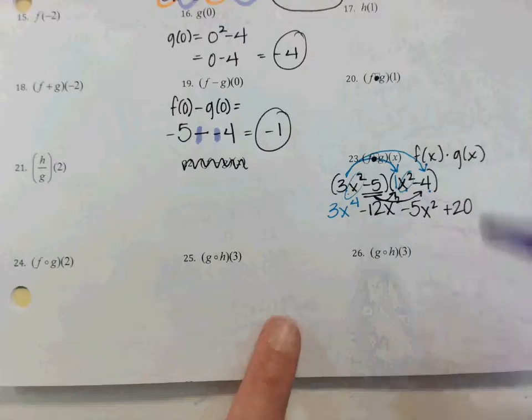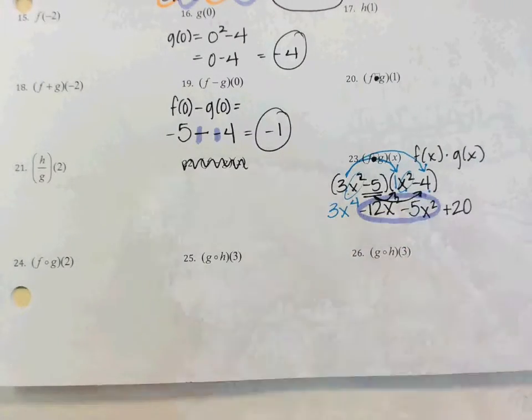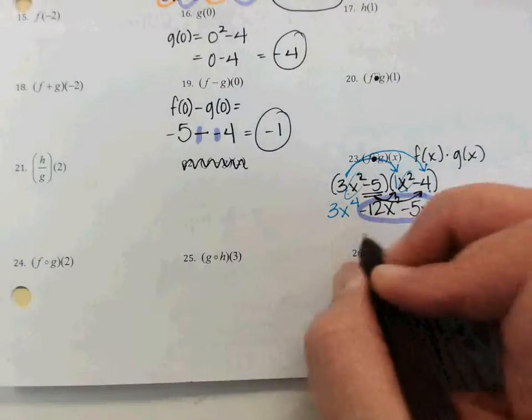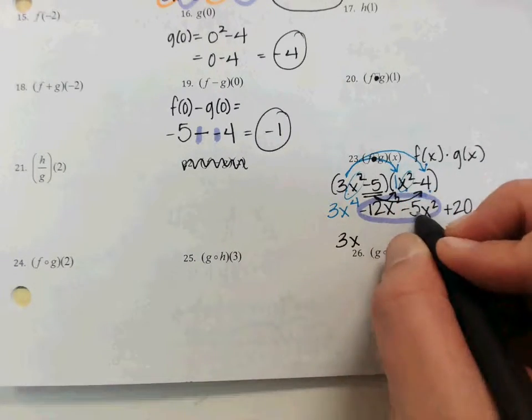I can combine these guys. They're like terms. What's negative 12 minus 5 more? Negative 17.